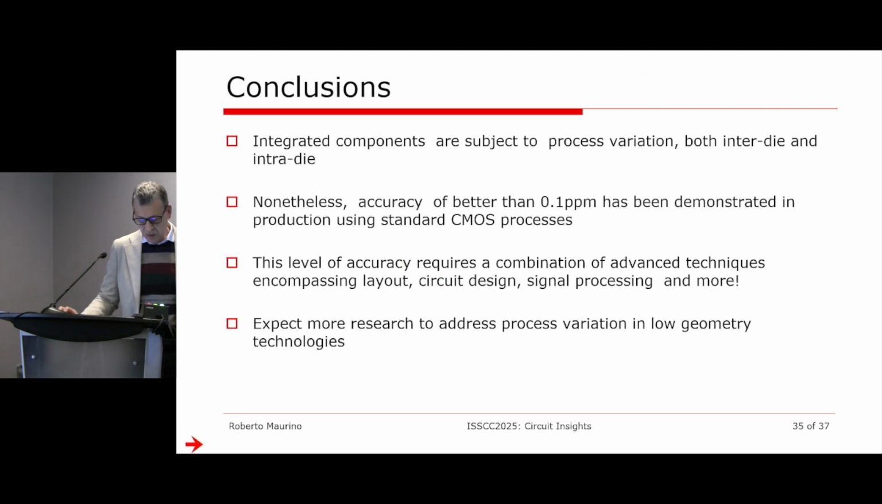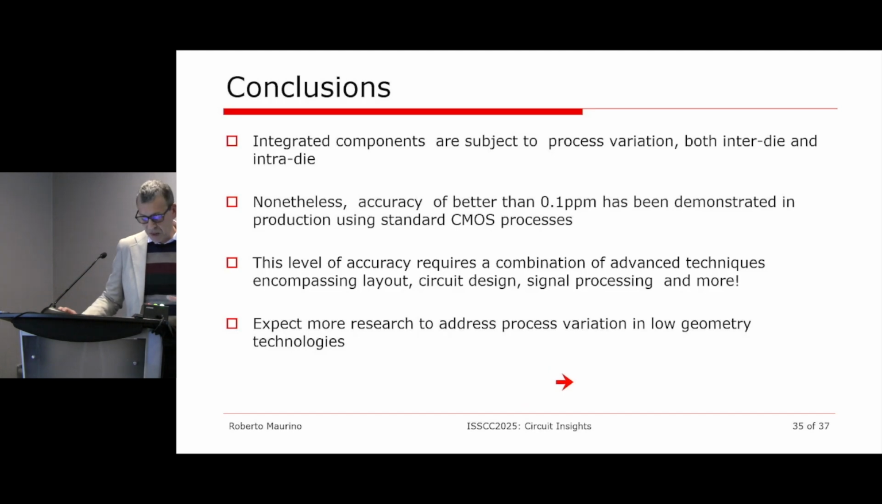So, in conclusion, we've seen that when you fabricate chips, your components will be subjected to process variation, both inter-die and intra-die. But we have come up with a number of techniques to deal with them, and we have demonstrated that we can get better than 0.1 ppm accuracy in production using these techniques. And clearly, to achieve this sort of accuracy, you need a combination of techniques. So it is quite a holistic view of what the circuit does.